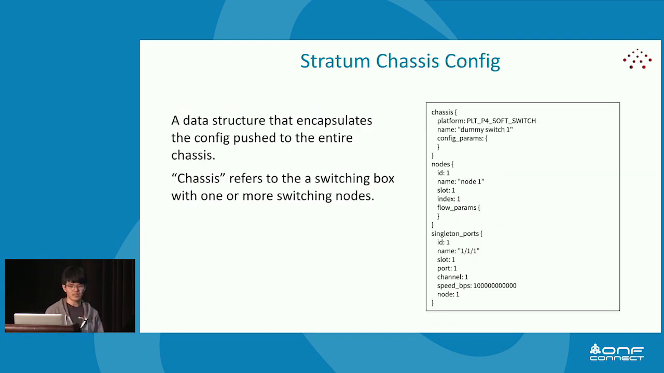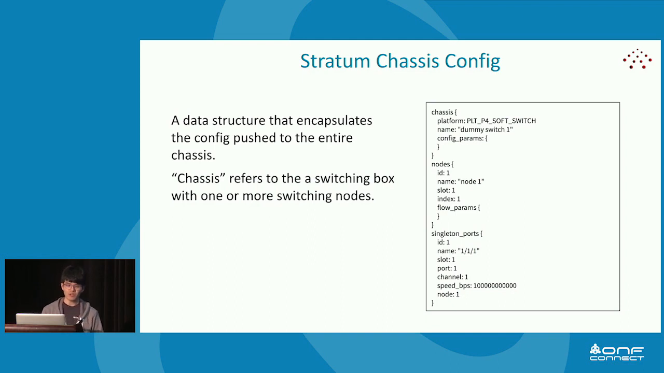Yeah. So here's an example of the chassis config. The chassis config is an internal Stratum data structure to hold all the chassis information. Like, we have ports, we have nodes, we have VLAN configurations, we have some vendor service configuration. We store all of it in this chassis config. When we start Stratum, we load this chassis config into Stratum, and Stratum will do the rest of the things. And the chassis here means a switch box.